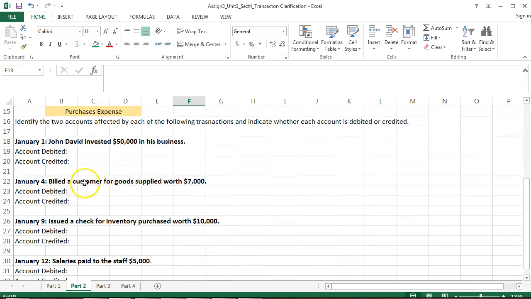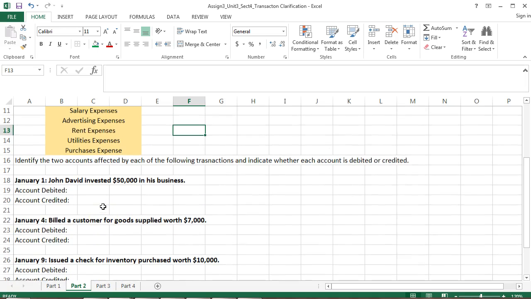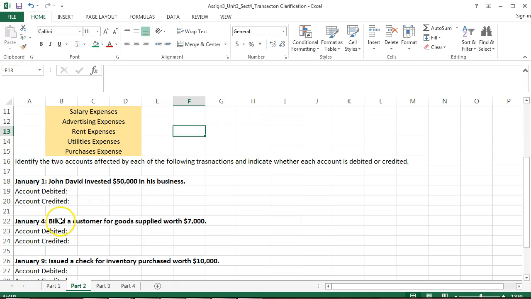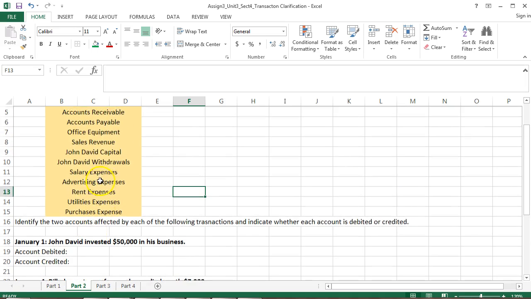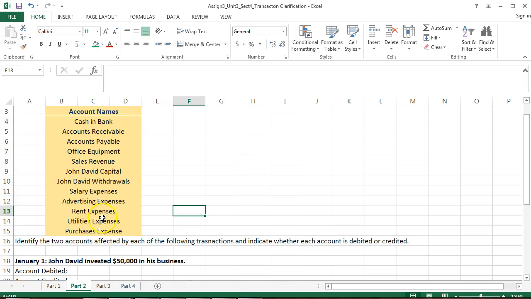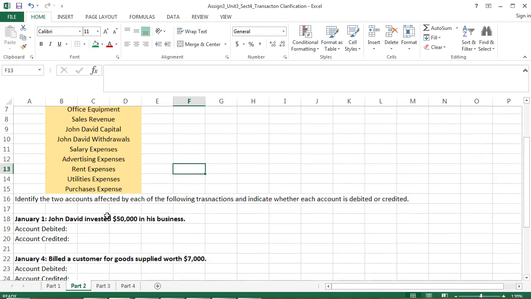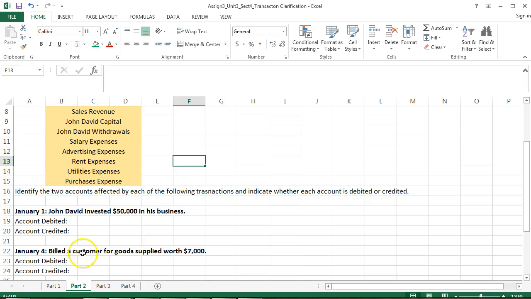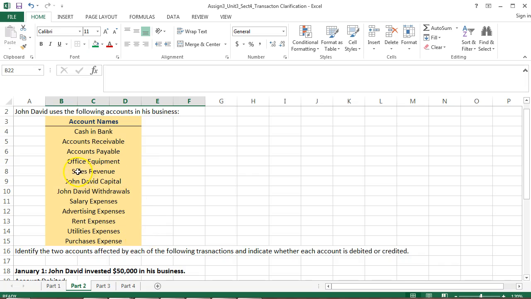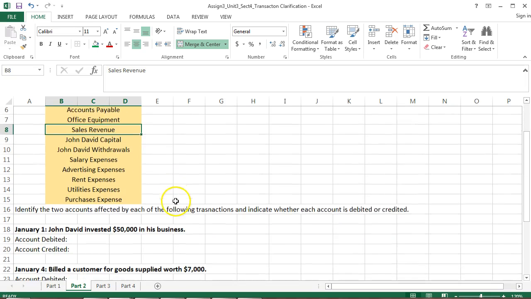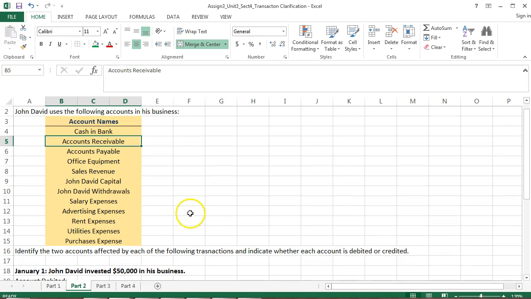January 4th, billed a customer for goods supplied worth $7,000. Obviously this customer did not pay cash up front. What does that tell us? This customer owes us money. We're billing him. So what accounts is that going to affect? He bought some goods from us, so that's money coming into the business, right? So you should think about maybe sales revenue. I'm going to help you out with this one. Sales revenue, and since he didn't pay cash, we're billing him. That would affect our accounts receivable.